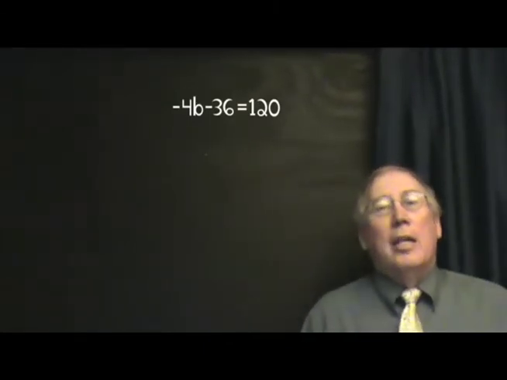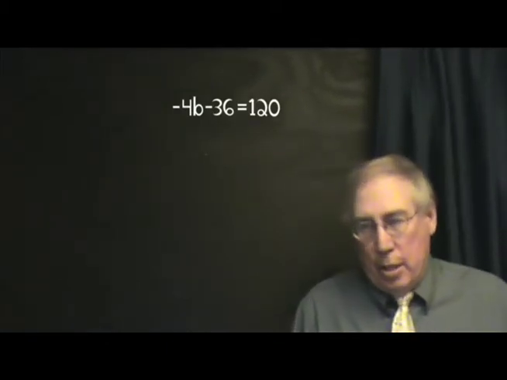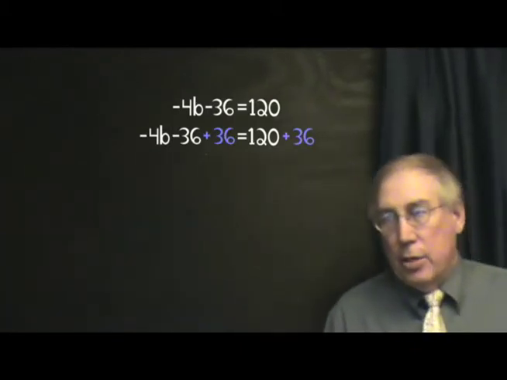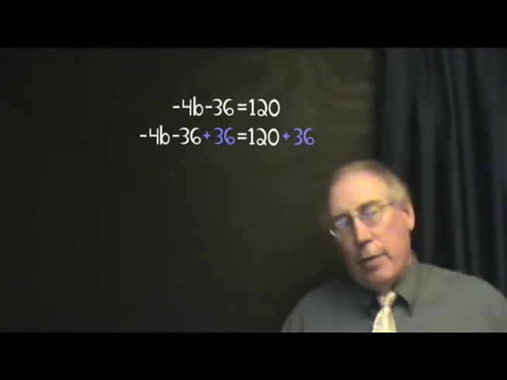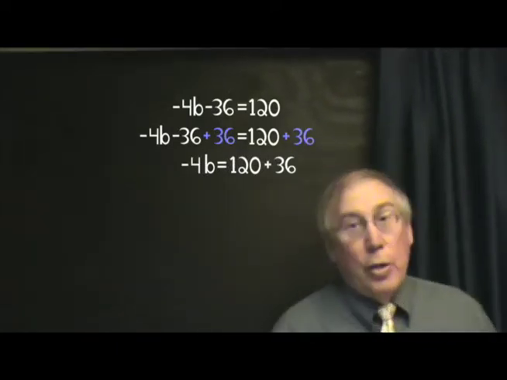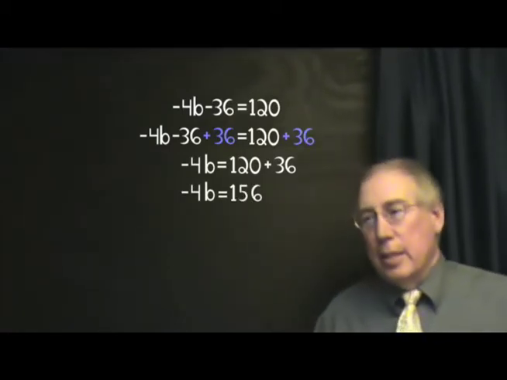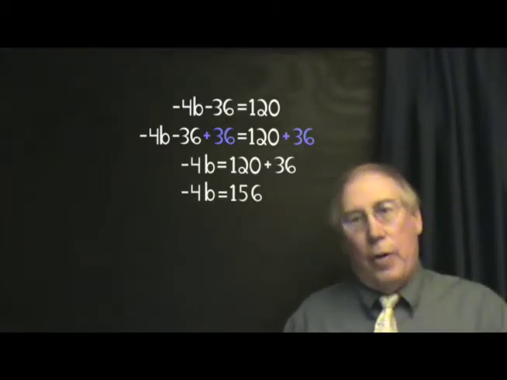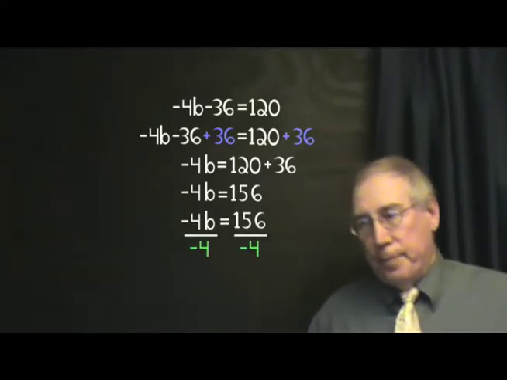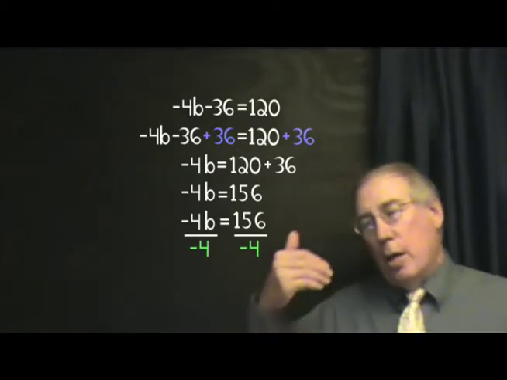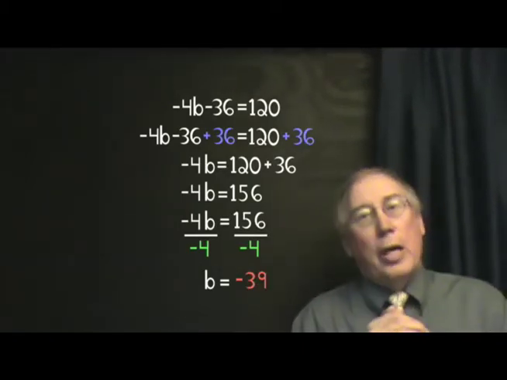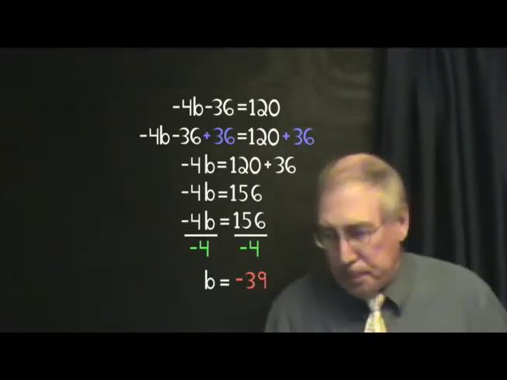On this problem, let's get rid of the negative 36. So we'll add 36 to both sides. And so on the left-hand side, we get negative 4b, and on the right-hand side, we'll get 120 plus 36, which is 156. Now, divide through by a negative 4, and we'll get b equals 156 over negative 4. Now, we're going to divide a negative 4 into a positive 156. The signs are different, so we get a negative 39 as our answer.